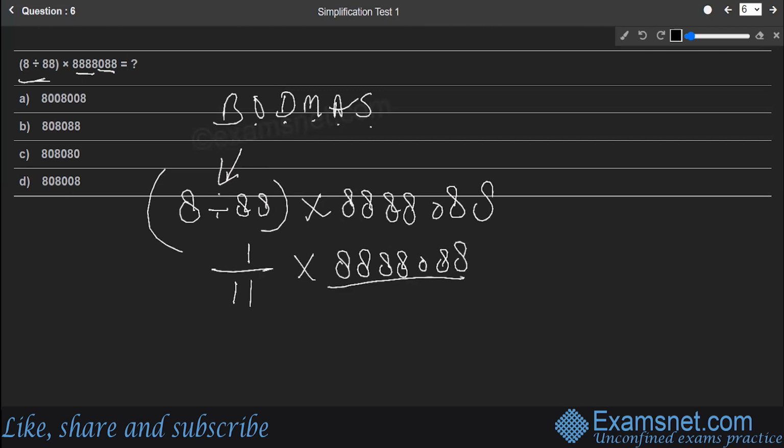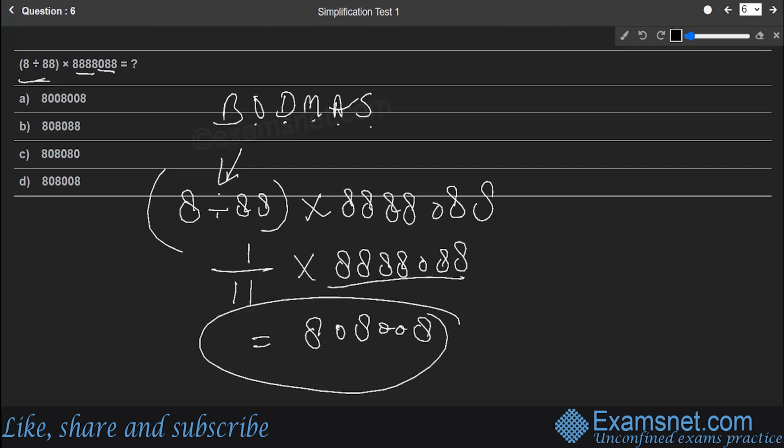So let us divide this whole number by 11. If we do that, it comes out to be 808008. So that is the ultimate answer. Let us see where it is available. It is available in option number D, 808008. So that is the right answer.